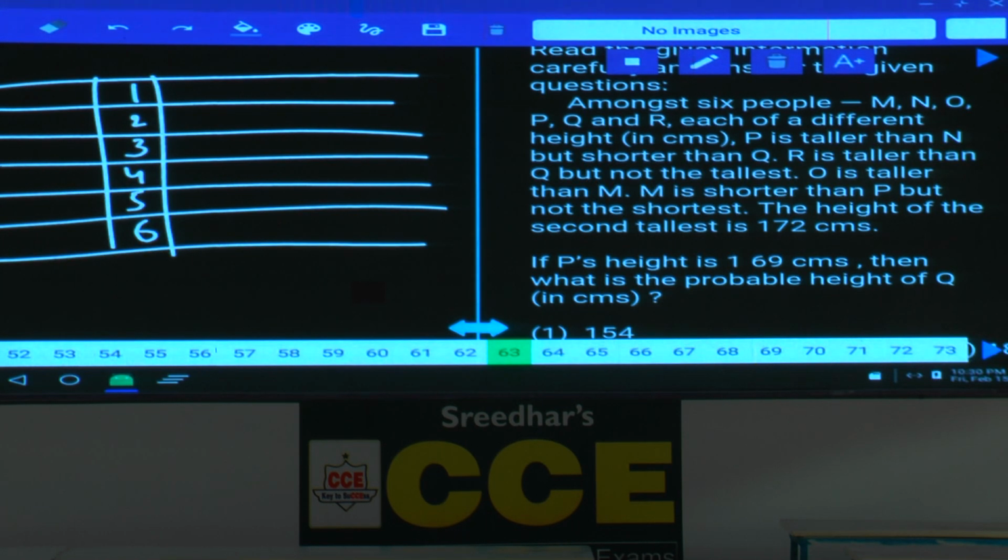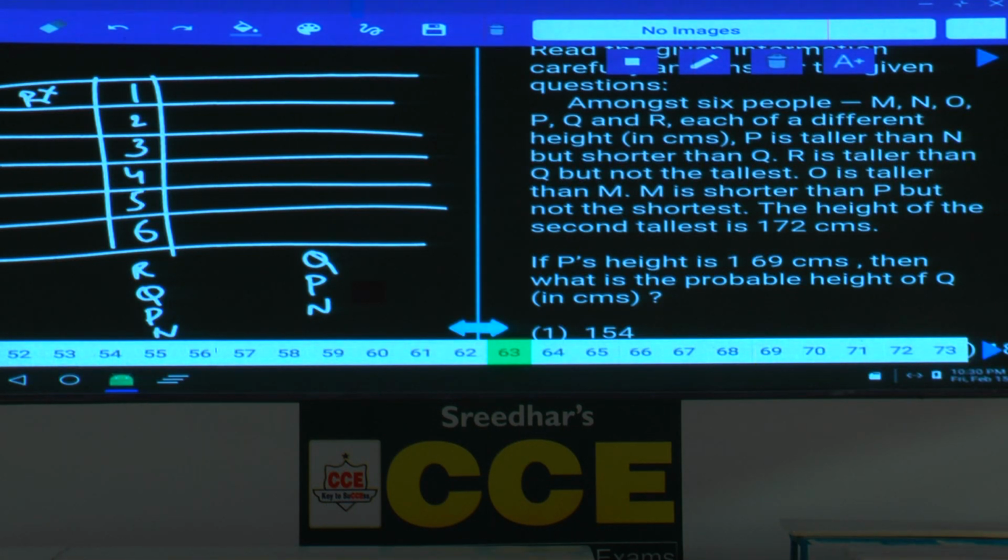Then condition number 1. Among 6 people, M, N, O, P, Q and R each of a different height. P is taller than N but shorter than Q. R is taller than Q but not the tallest. R is taller than whom? R, Q, P, N. R is taller than Q but is not the tallest. Hence R cannot be at this place.